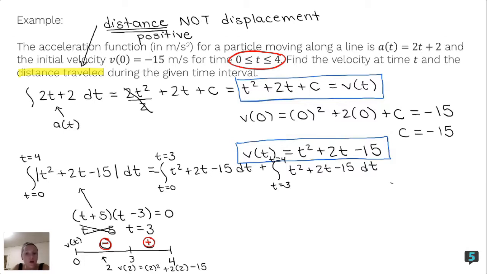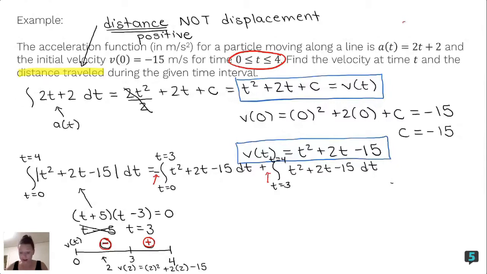The reason this number line is helpful is because we want to break this down into 2 parts. We want to break it down into 0 and 3, and we want to break it down from 3 to 4. From 0 to 3, velocity is negative. So I have to put a negative in the front of that integral. Let me get that pen. There we go. And then from 3 to 4, my velocity is positive, so I'm going to leave that piece of my integral positive. Does that help explain that some? Awesome. Good, good, good.